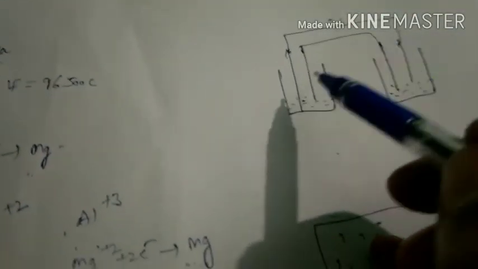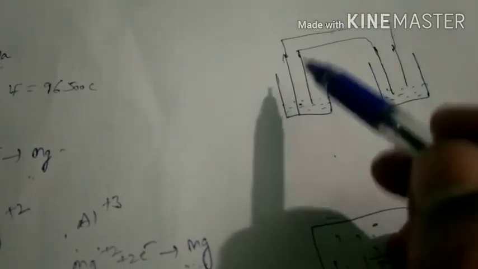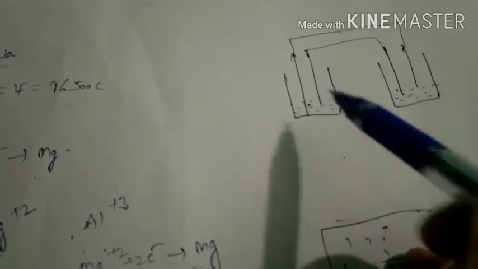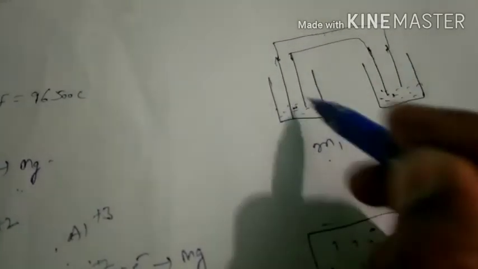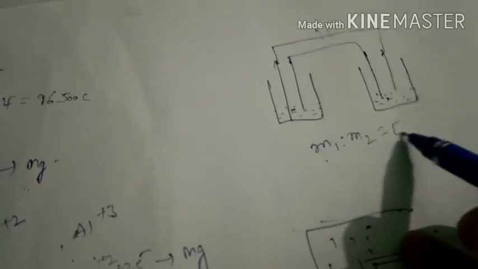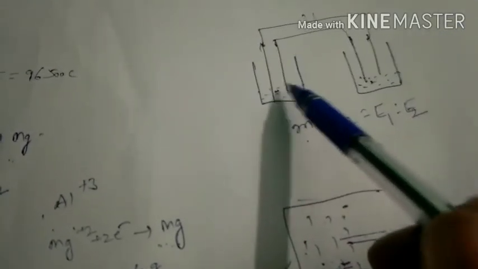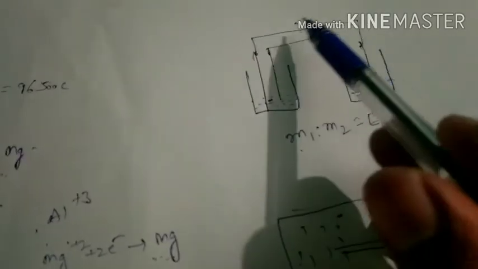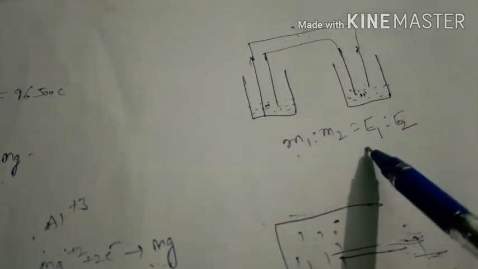The second law says that if you take different electrolytic cells and pass the same amount of electricity through them, then the amount of the substances, suppose here the amount of substance is M1 and here M2, is equal to their equivalent weights. That is the statement of Faraday's second law. So I repeat once again, in Faraday's second law we take different electrolytes, but pass the same amount of electricity through the electrodes, then their amounts are in proportion to their equivalent weights.